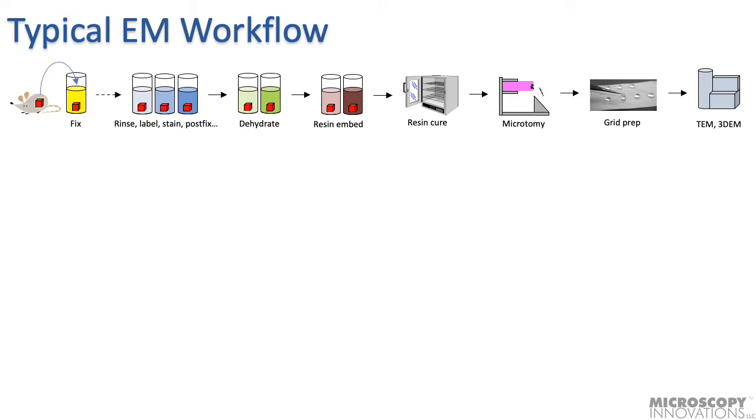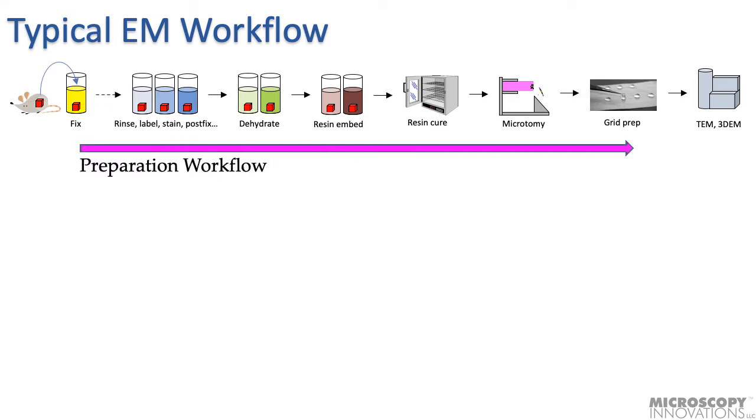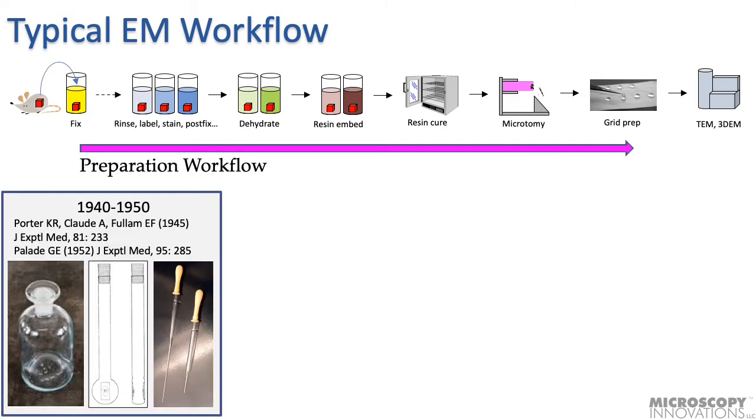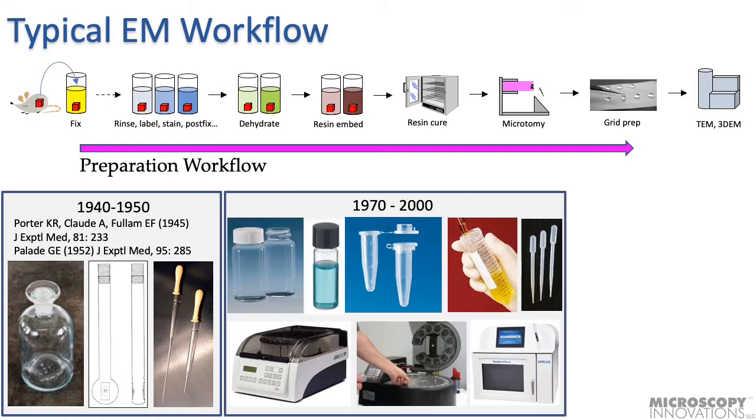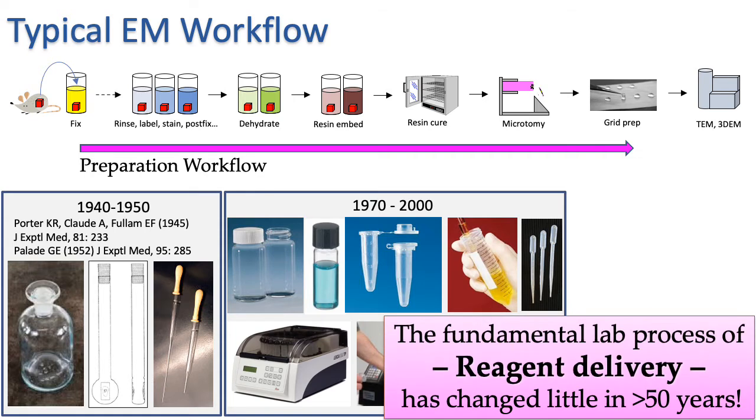Here's a look at the EM prep workflow. In the beginning, reagent preparation was done with glass pipettes and glass vials. This has changed little. Today's devices would be recognizable by the EM pioneers from decades ago. I believe this would also include the EM autoprocessor and microwave ovens. The most fundamental process, reagent delivery, has changed little in over 50 years.